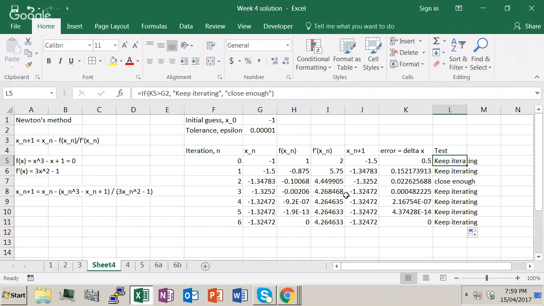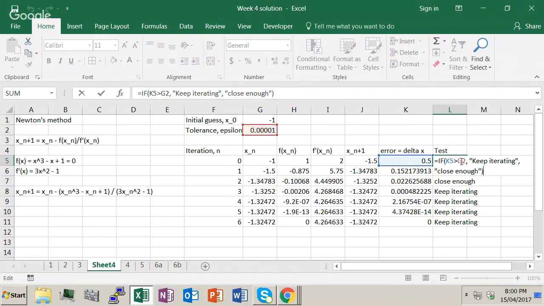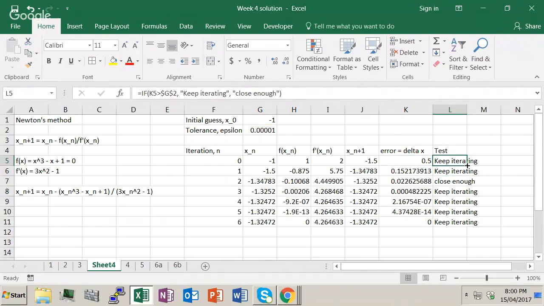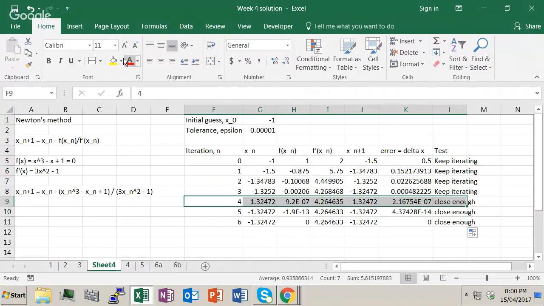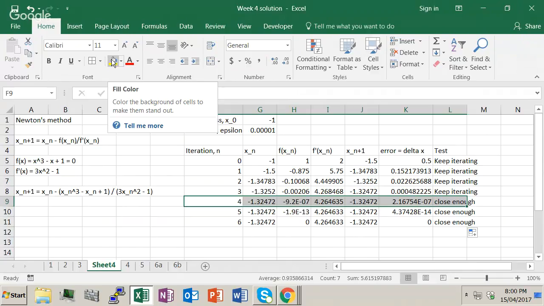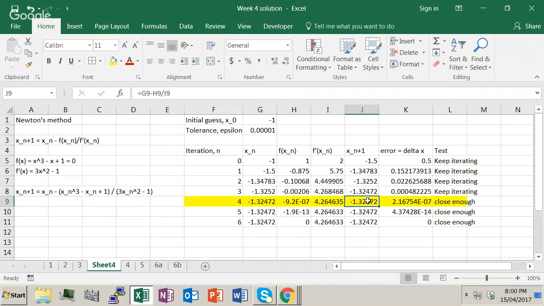The results seem to be mostly correct, but there's one minor error. In my if statement, I'll need to make a small adjustment to this formula, and I'll need to keep G2 as a fixed reference by pressing the F4 key, and that should work. All right, so my results are in iteration n equals 4, and the value that satisfies our original equation will be minus 1.32472.